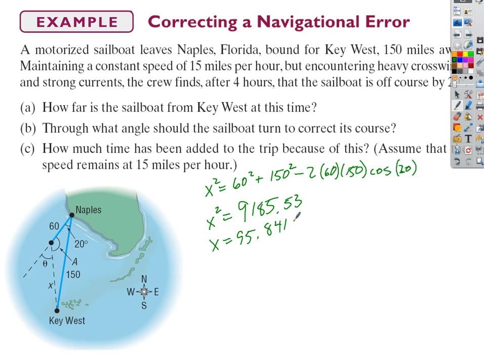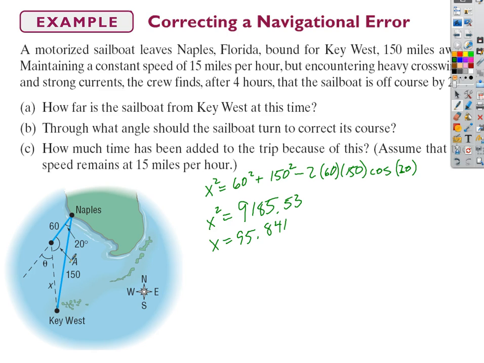So, through what angle should the sailboat turn to correct its course? All right, so this is where it gets interesting. The angle I'm actually looking for, because I'm on this set line here, is this theta right here. But I can't figure out theta right away. What I can figure out is this angle A, again using the law of cosines. That means 150 is my little a.